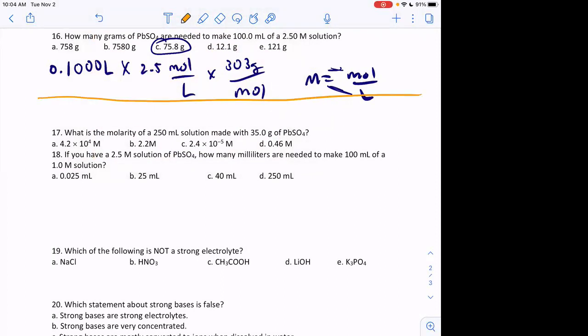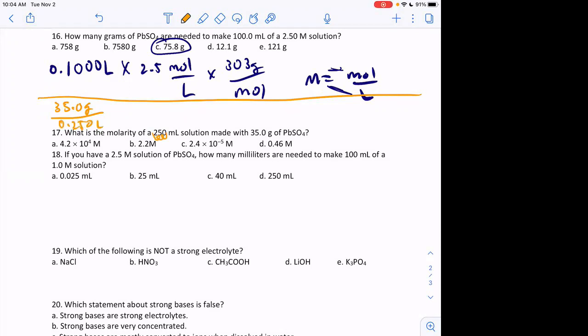Molarity, 250 ml solution made with 30. I like to just put what I have, mass over the volume, because that's just a concentration of a solution. 35.0 grams. And convert to liters right away. Move the decimal place 3 places. That's all you got to do. 0.250 liters.